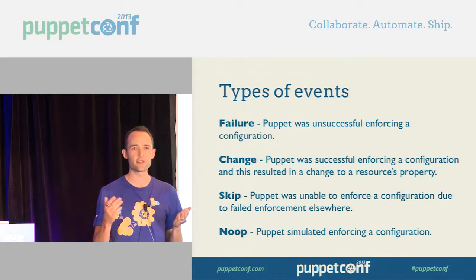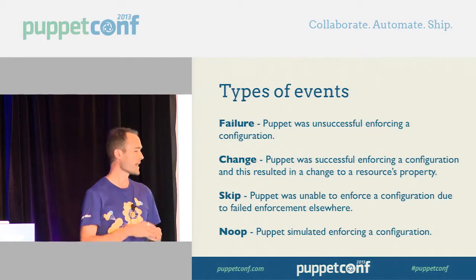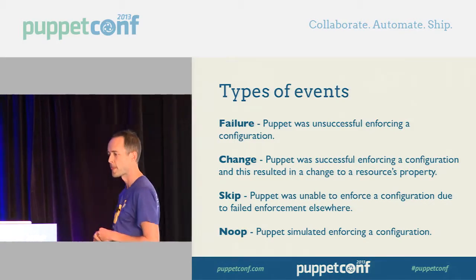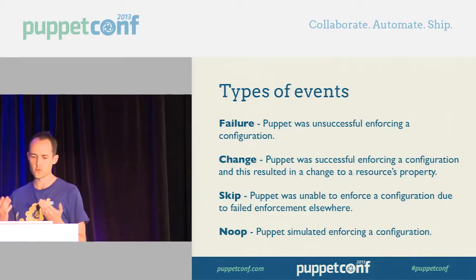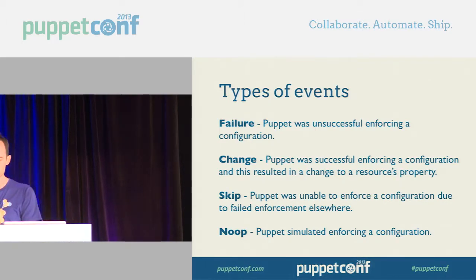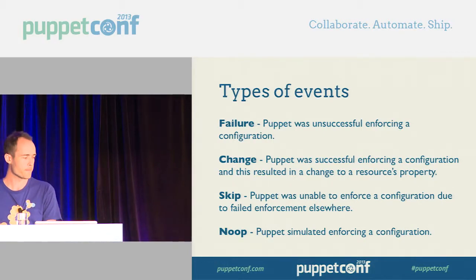Now let's say that Apache is not currently running on that node. Puppet runs on that node, and it attempts to change that. Of course, if it does change that, that's a successful change. But if it's unable to for any reason, it'll register a failure. Now, a skip is a little bit different. A skip is often caused by a failure.